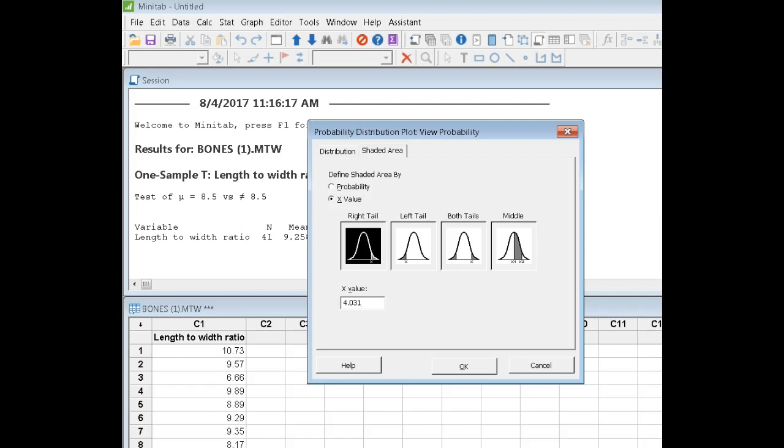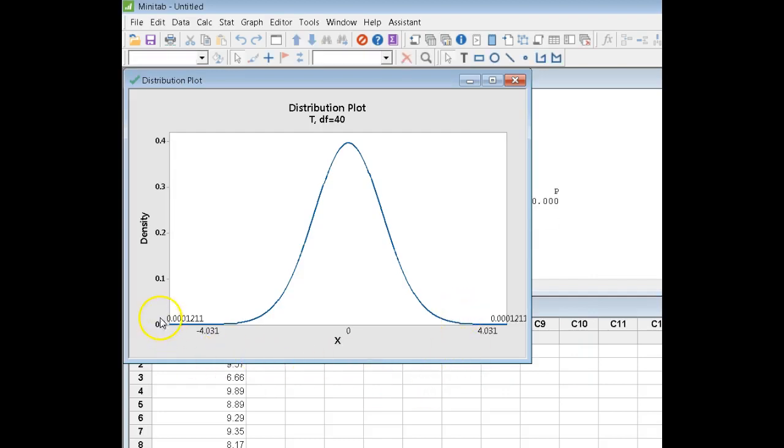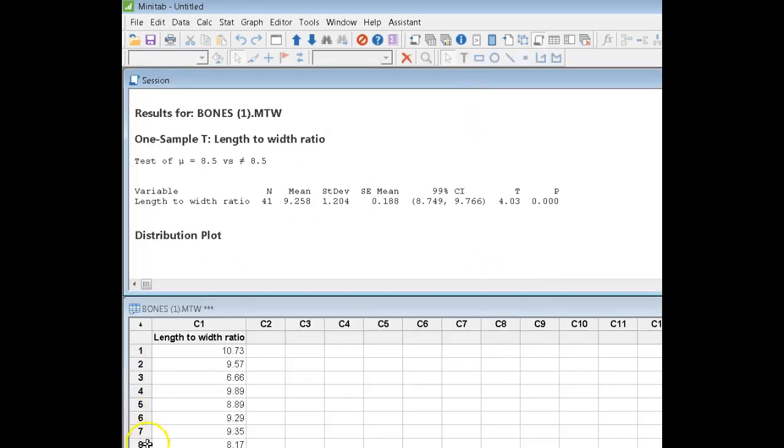I plugged that in, and I want to see the area in both tails. And this is what I get. So if I wanted the exactly correct p-value, I would take these two numbers and add them together, or take one and multiply by 2. And that will be my exactly correct p-value.